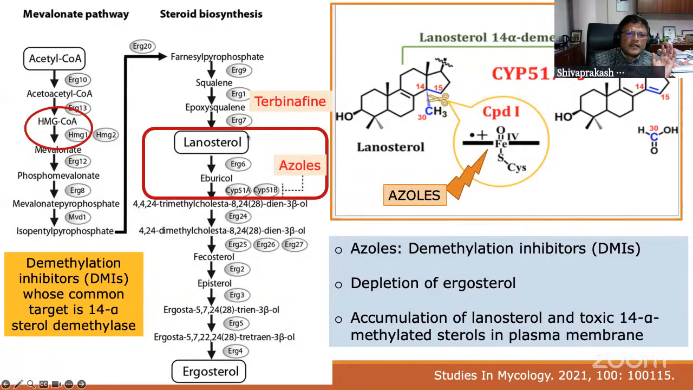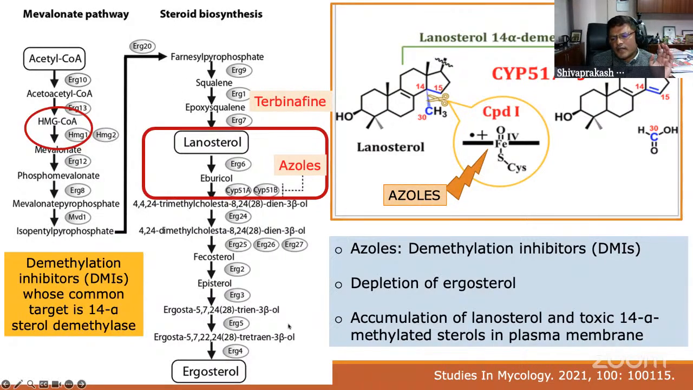And for example, terbinafine. Terbinafine inhibits squalene epoxidase, which is an upstream step in the pathway. If the squalene cannot be converted into the further product, then the squalene becomes very toxic, and the fungus will get killed. So terbinafine acts by inhibiting the squalene epoxidase enzyme, which acts at this particular level.